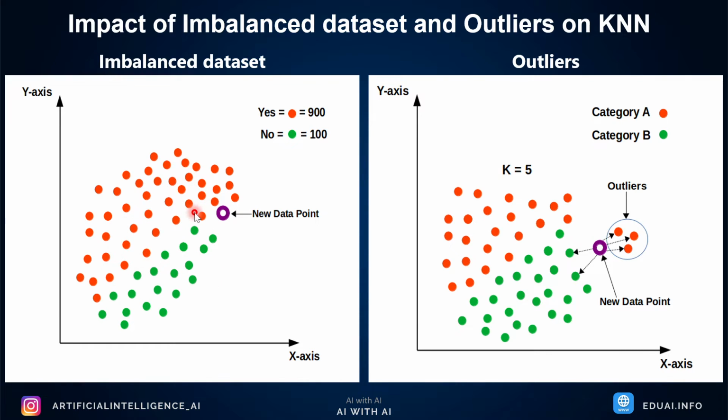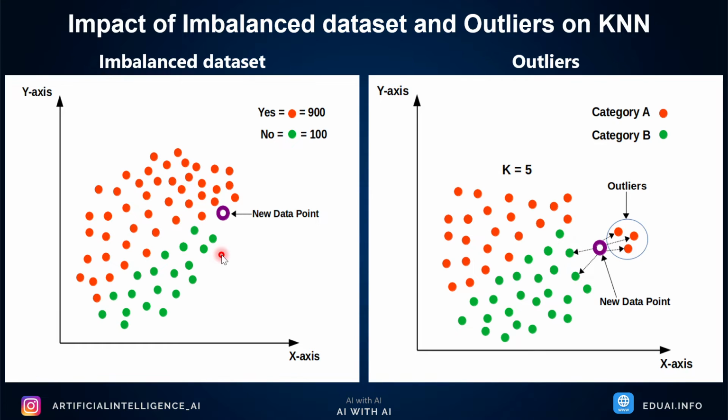We have more reds and fewer greens, so this is an imbalanced data set. In this scenario, if I choose 5 as k, 5 neighbors, to define the category of this new data point, then 1, 2, 3, 4, 5. All of these nearest data points are red, so definitely this will become a red one. This is what an imbalanced data set means.